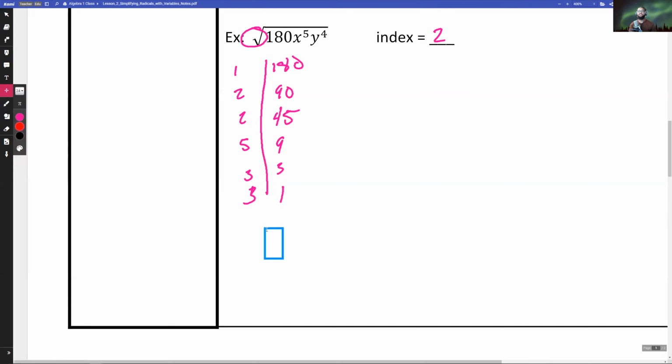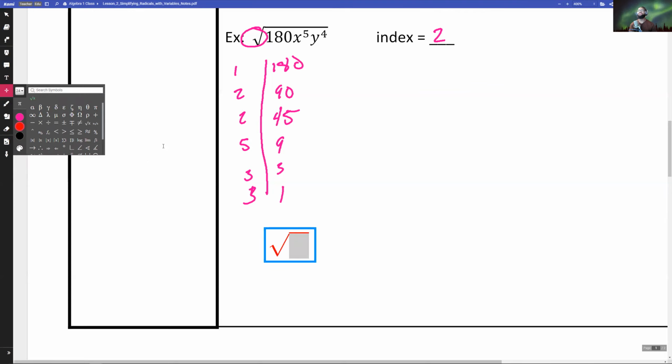So when we type this, insert symbol, and I don't see the square root under here, unfortunately. So I might just have to, is that it? There we go. That's it right there. In this square root, we're going to have 1 times 1 times 2 times 2 times 5 times 3 times 3.